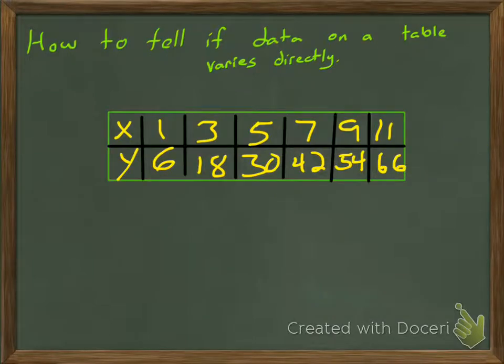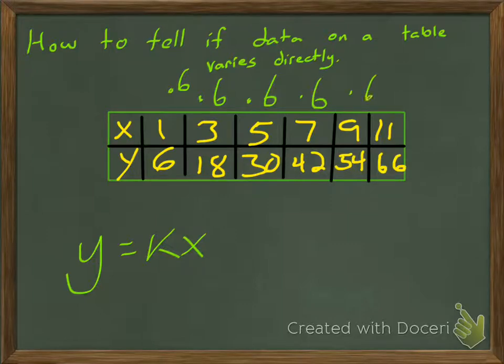All right, how to tell if it's direct variation using a data table. So let's see this. We want to see if it varies directly, if it can be written in this form, kx. So, how do I multiply? Can I multiply 1 by something to get 6? Well, I can. I multiply it by 6 each time. So we multiply by 6. 3 times 6 is 18. 5 times 6 is 30. 7 times 6 is 42, and so forth.